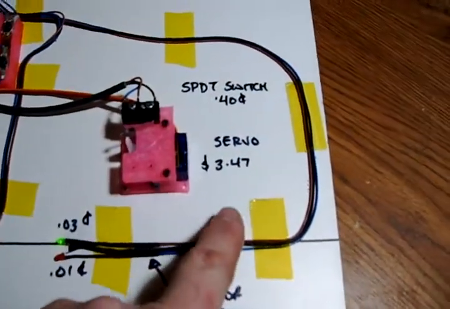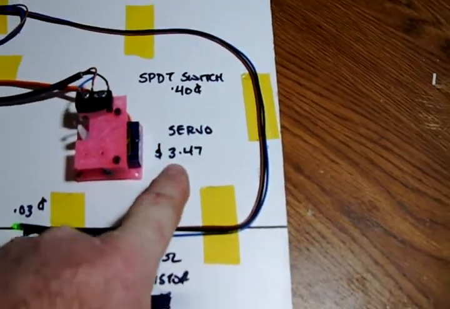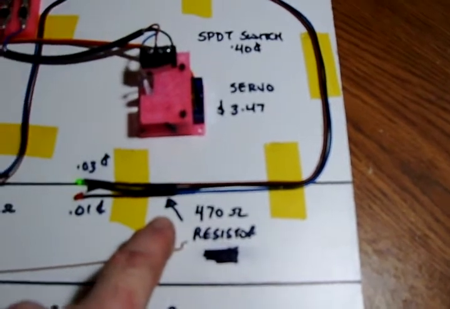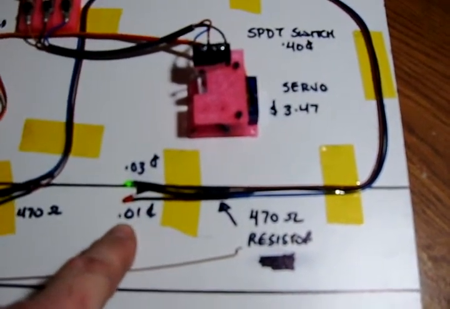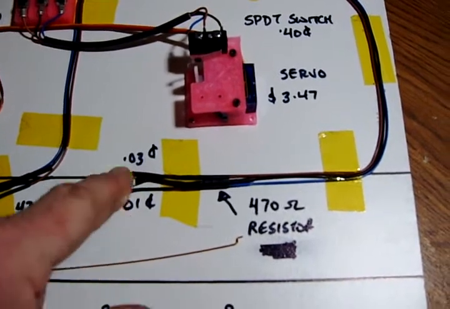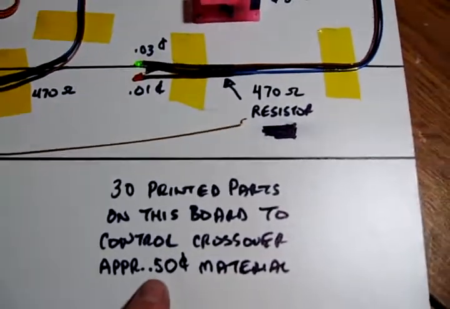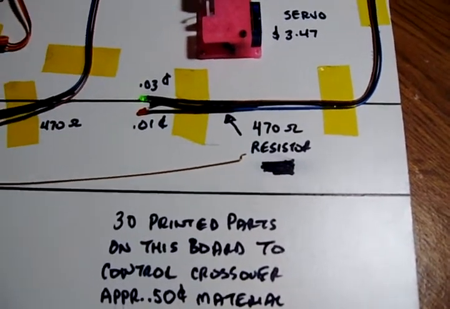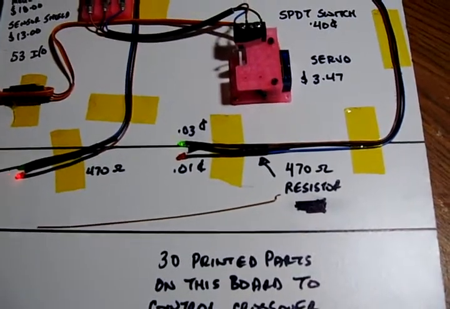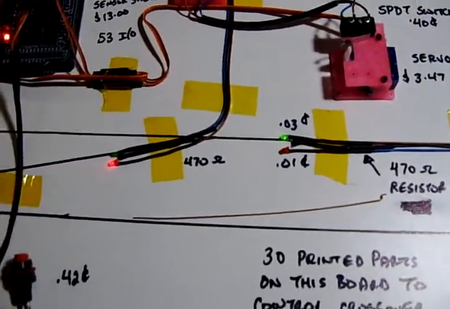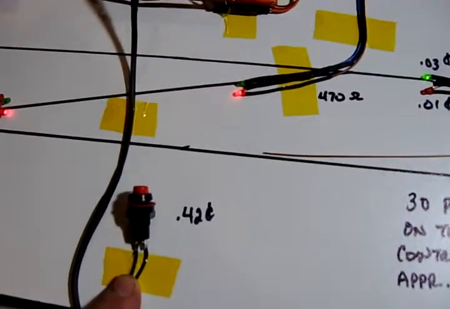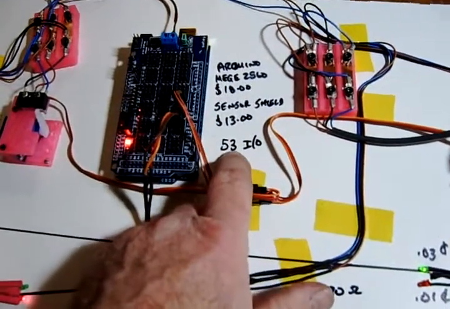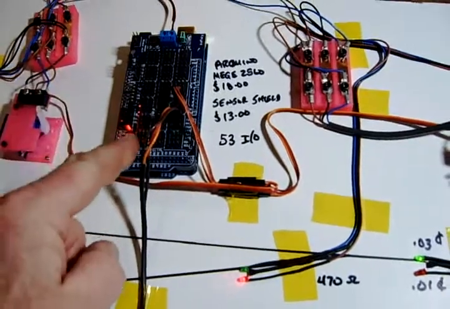The servos, as you see here, are $3.47 each. The single pole throw switch, 40 cents each. 470 ohm resistor, I had them, I don't know what the price is. I bought bulk LEDs. The red works out to 1 cent an LED, 3 cents for the green. The 3D printed parts on this board right here might be 50 cents. I'm somewhere between 30 and 50 cents in materials, that's it. It's 42 cents for the switch. Again, 13 for the sensor shield, 18 for the Mega 2560. There's 53 I/O available on the sensor shield.